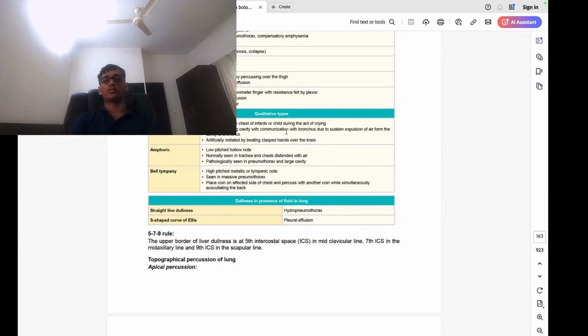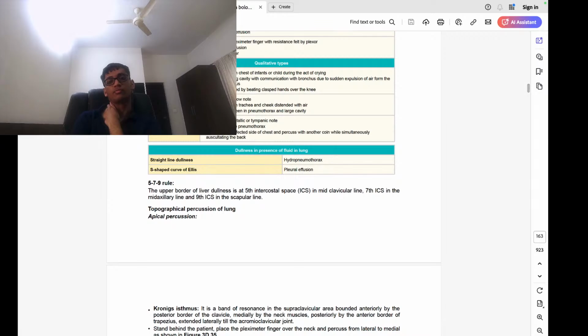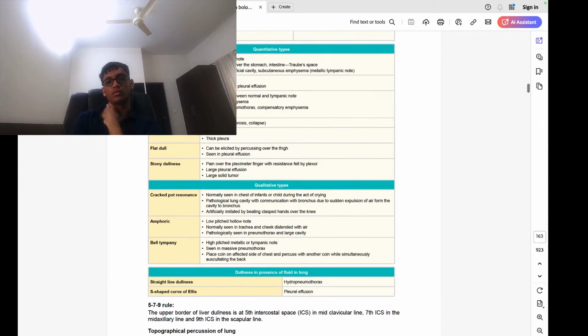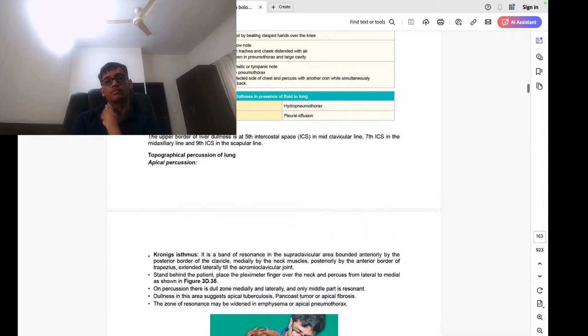Place a coin on the affected side of the chest and percuss with another coin while simultaneously auscultating the back. Bell tympany, high-pitched metallic or tympanic note, is seen in massive pneumothorax. It is similar to stony. Second, pneumothorax is usually hyperresonant. Then straight line dullness is pneumothorax, and S-shaped curve of Ellis is pleural effusion.